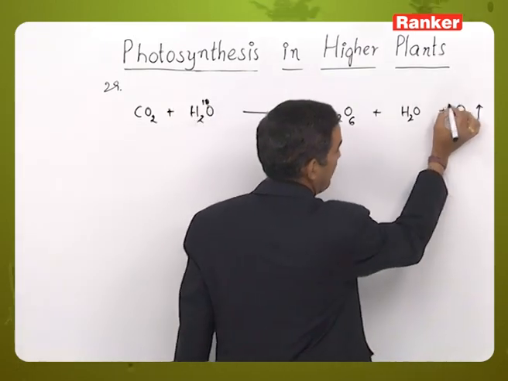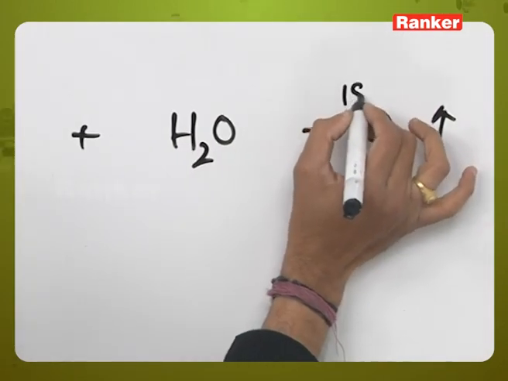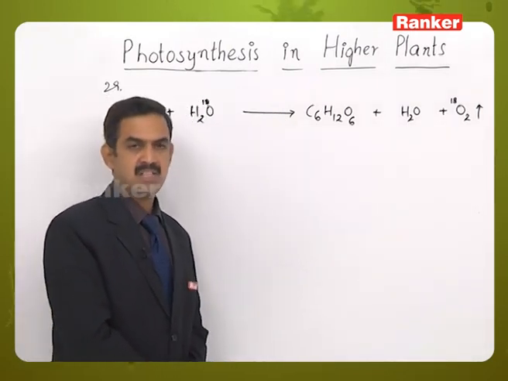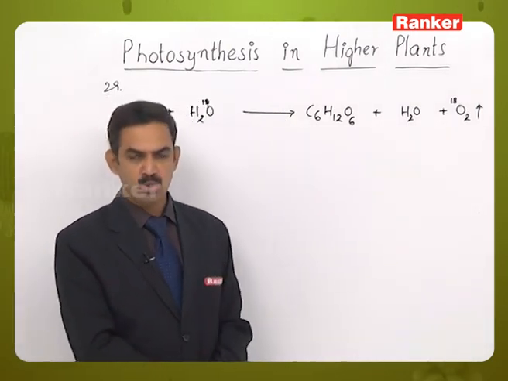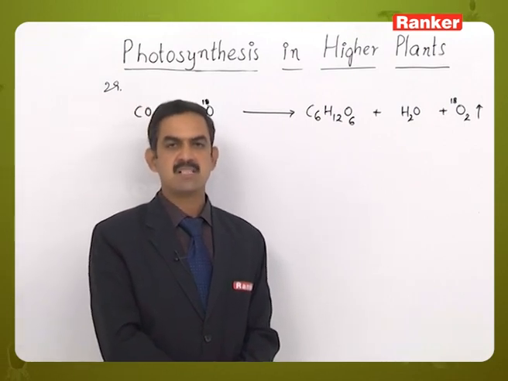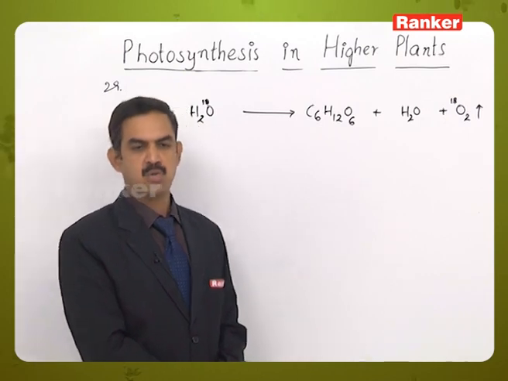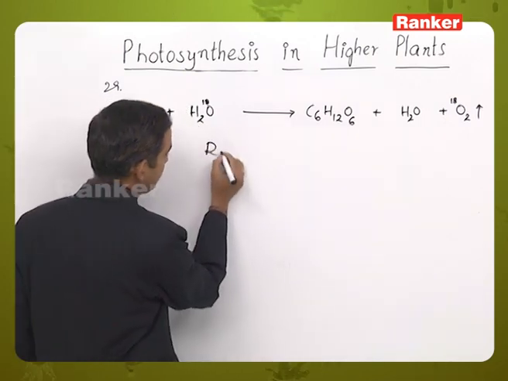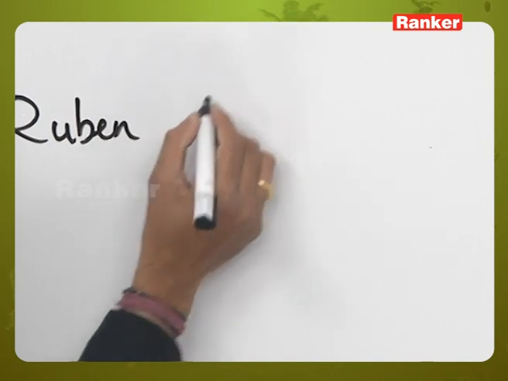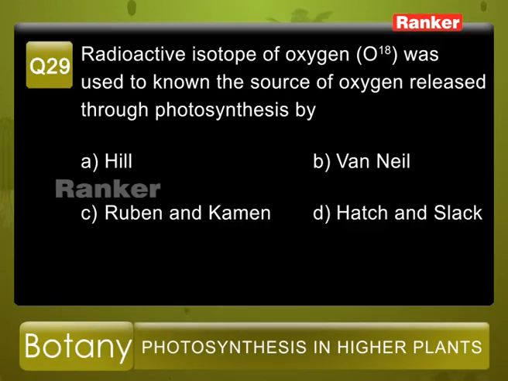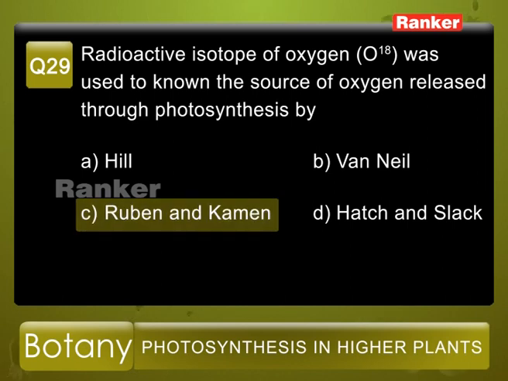So here they came to know that the radioisotope of oxygen O18 was present in the oxygen that was released. So that was the radioactive isotope which was used to know that oxygen is coming from water molecule but not from the carbon dioxide molecule. This concept was developed by two scientists, that is Ruben and Kamen. So from the given options, option C is the correct answer.